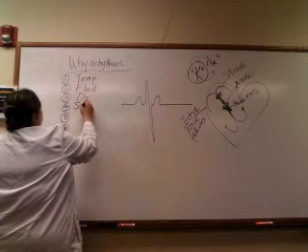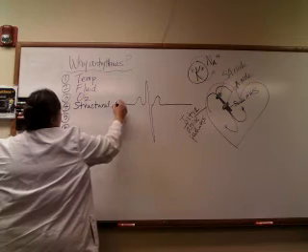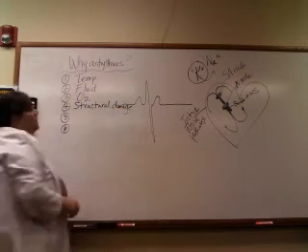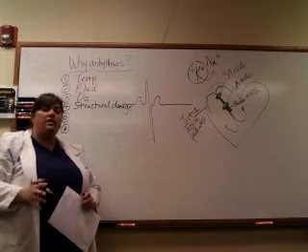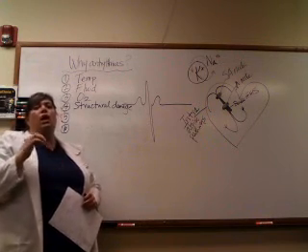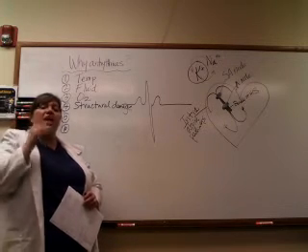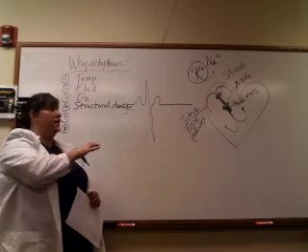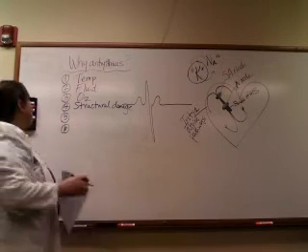We can have structural damage. So if somebody has had an MI and they've had a heart attack, and there's something blocking it, they have a bundle branch block, or they have a clot, they themselves, just structurally, can be causing arrhythmias if there's structural damage, okay?